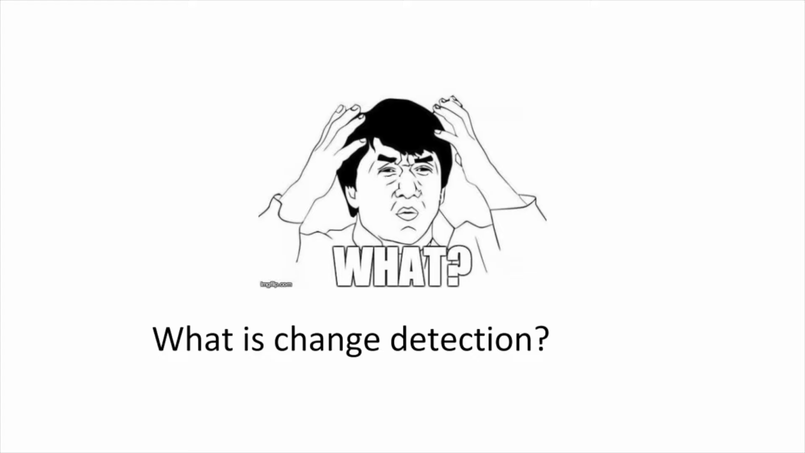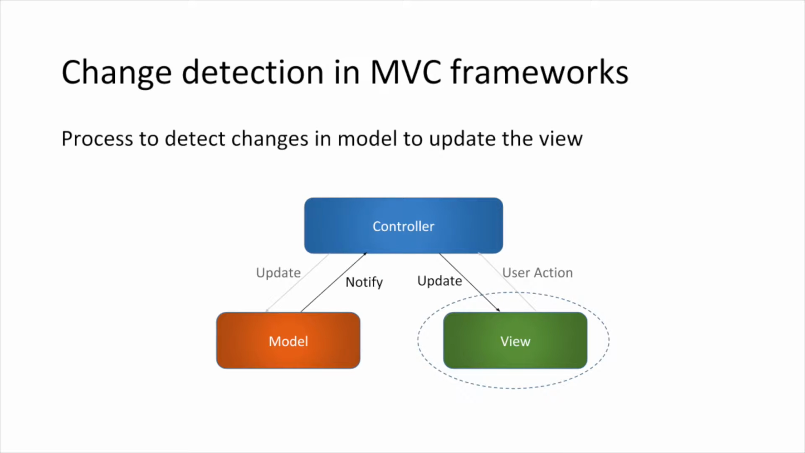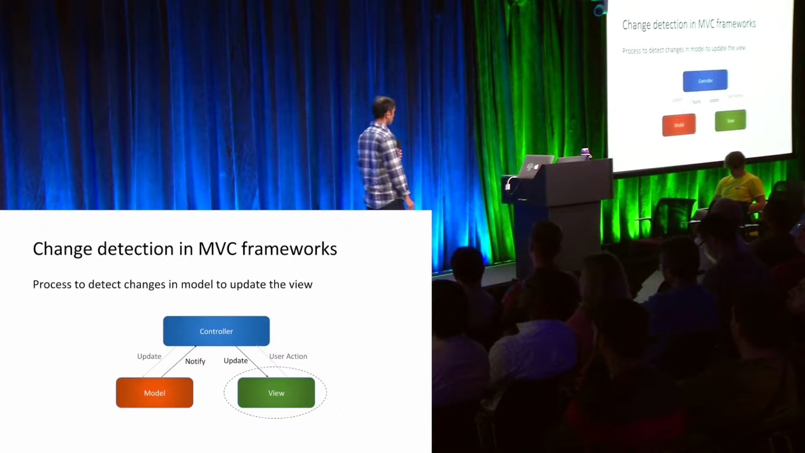So the first topic is, what is change detection? Change detection, as we're talking about it here, is with respect to MVC frameworks. By definition, change detection is a process to detect changes in the model to update the view. When you first load your application, your MVC framework takes your view template and your model and binds them together to produce your HTML markup. And it simply renders it on your page.